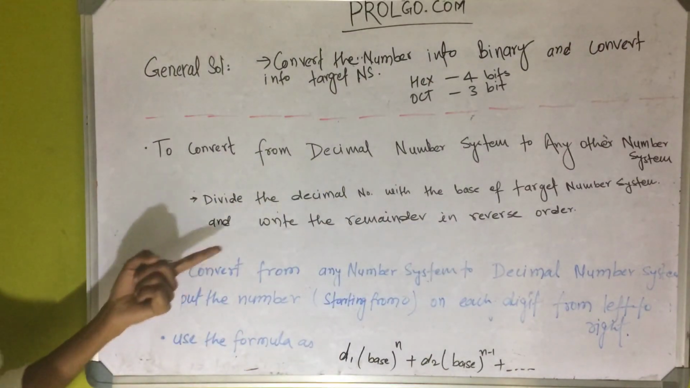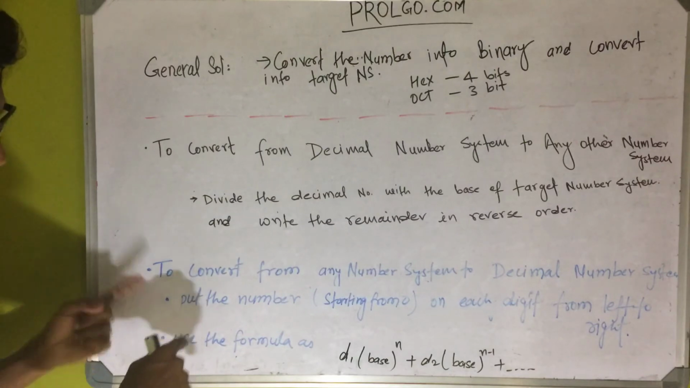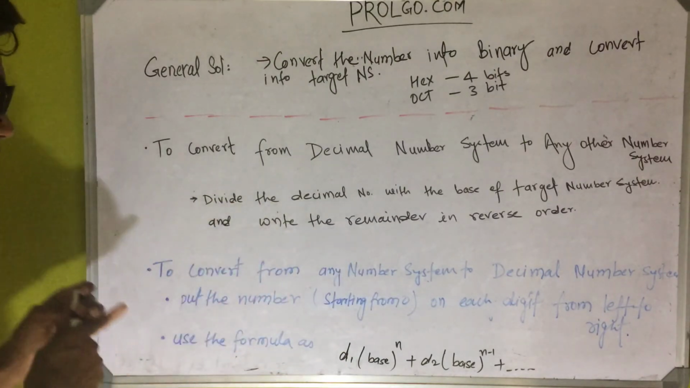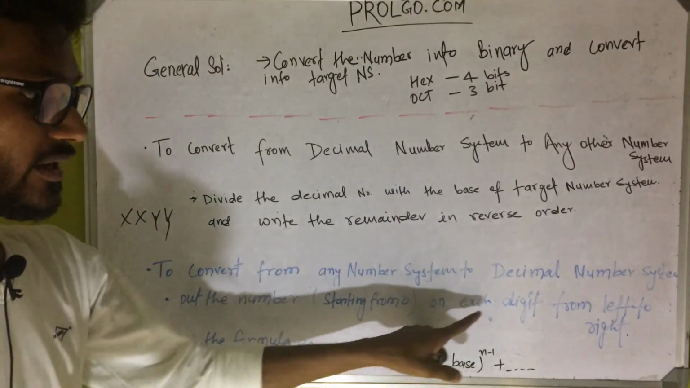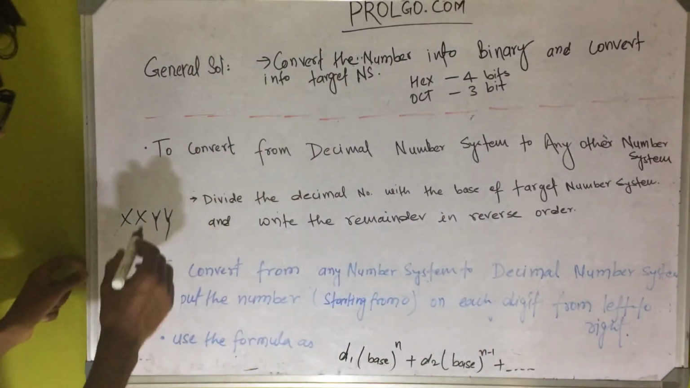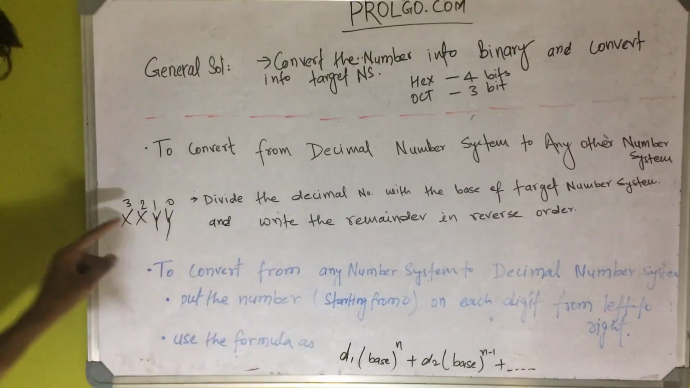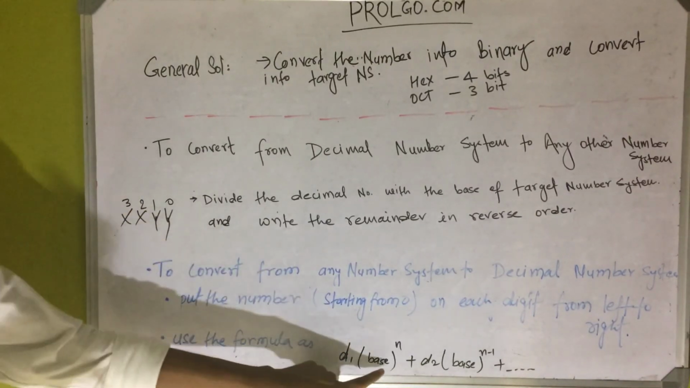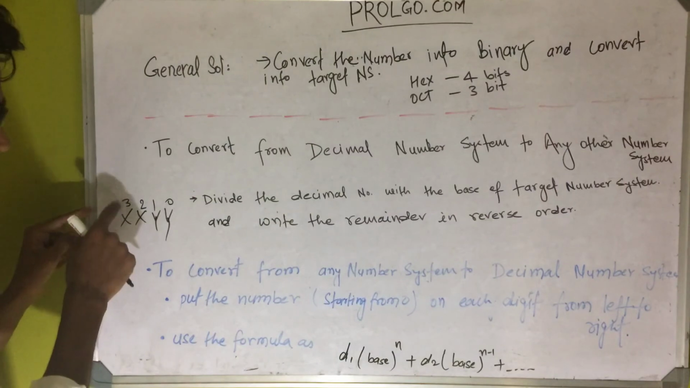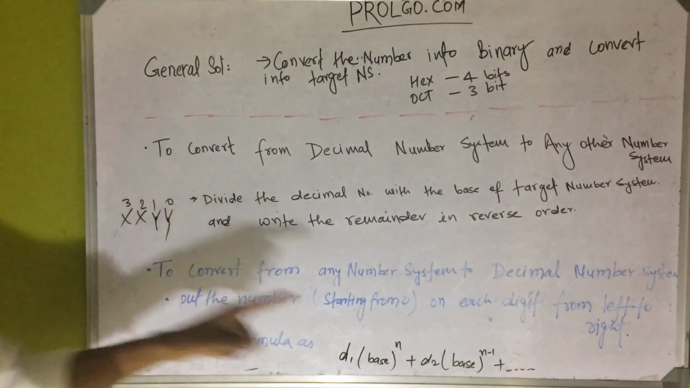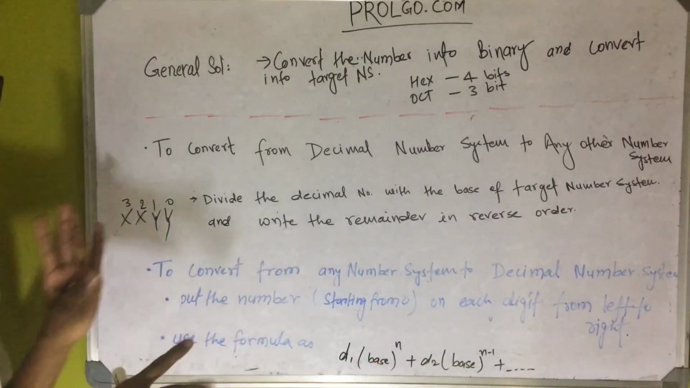Now the second one is to convert from any number system to the decimal number system. In that, what you have to do is put the number starting from 0 on each digit, from right to left. So you put 0, 1, 2, 3, and then use the formula: digit d1 times the base of this number to the power n, plus d2 times the same base to the power of its position, and then add all of these.